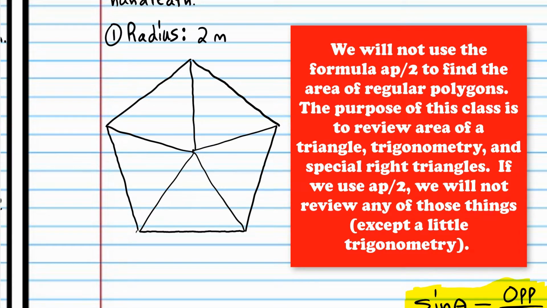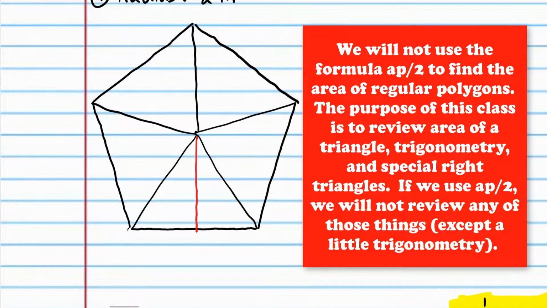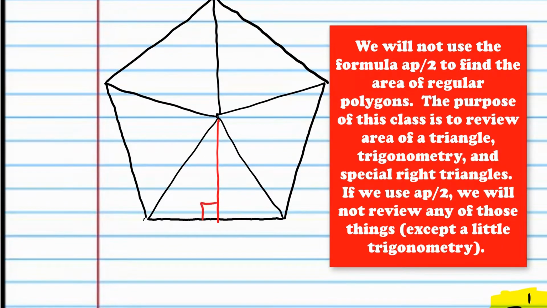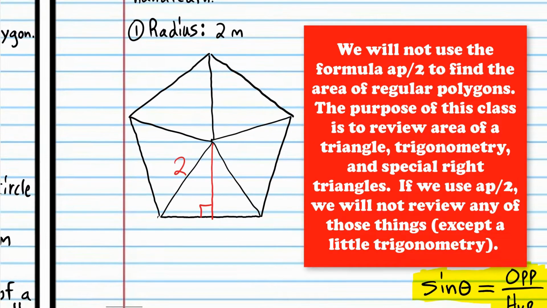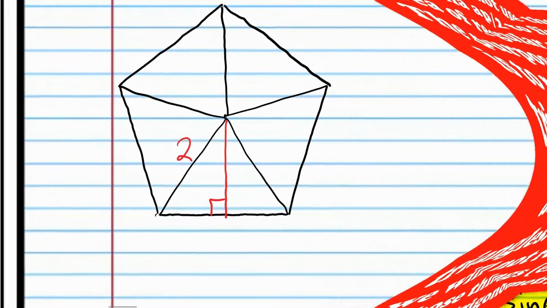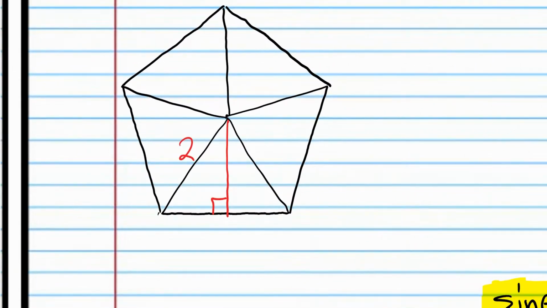But what we're going to do is we're going to drop down an altitude. Sorry about that. We're going to drop down an altitude, and we're going to, again, find the height and the base. And we have right triangles now. We're going to use the hypotenuse of the triangle, which is the radius, and trigonometry, the sine, cosine, and tangent stuff, to find the base and the height.